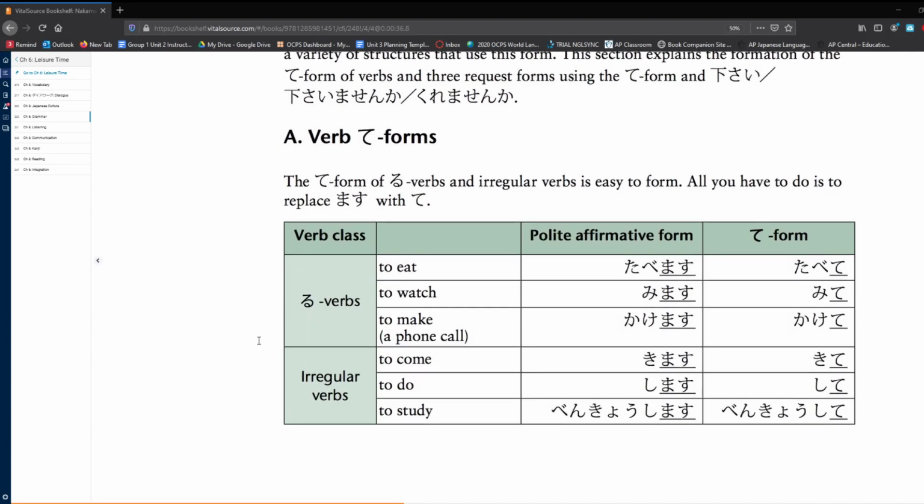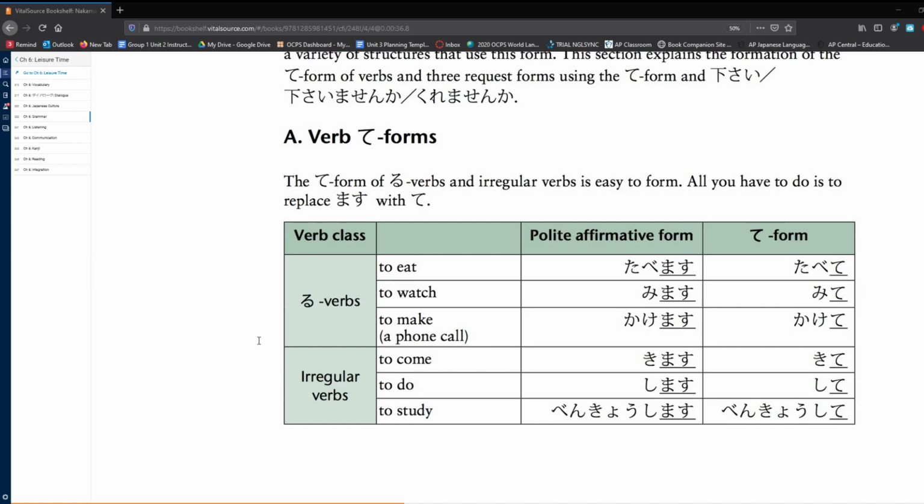So, like I said, if there was an area that I really needed you to take notes on, highlight, and emphasize, it is going to be te form. It comes up so much in Japanese. This is a section you really need to pay attention to. So, let's break these up into our verb groups.